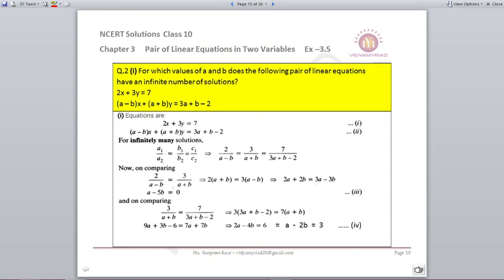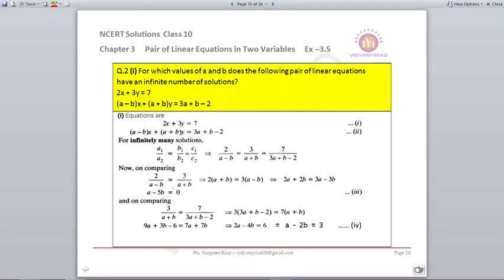Question number 2. For which values of a and b does the following pair of linear equations have an infinite number of solutions? So what is the criteria for an infinite number of solutions? All the ratios are equal. That means a1 upon a2 will be equal to b1 upon b2 will be equal to c1 upon c2. So what is a1? a1 is 2, a2 is a minus b, b1 is 3 and b2 is a plus b, and c1 is 7 and c2 is 3a plus b minus 2.